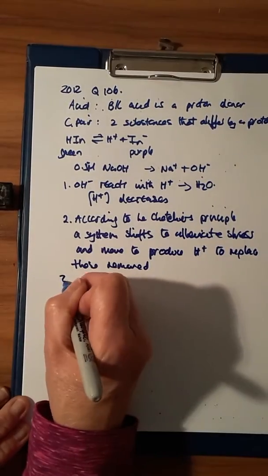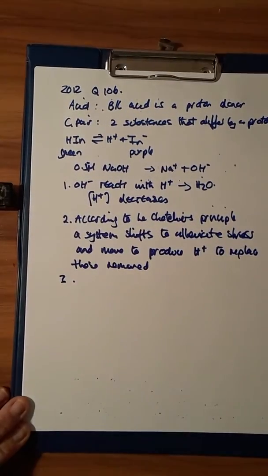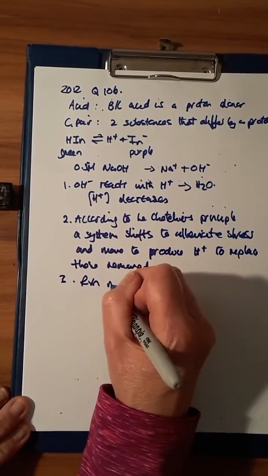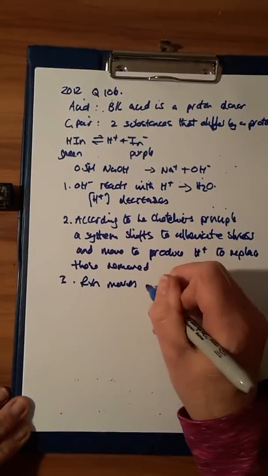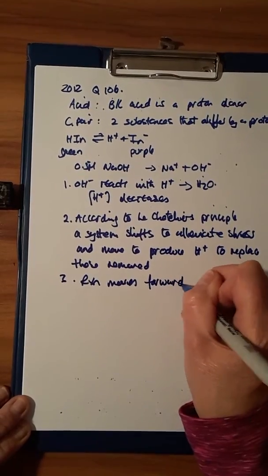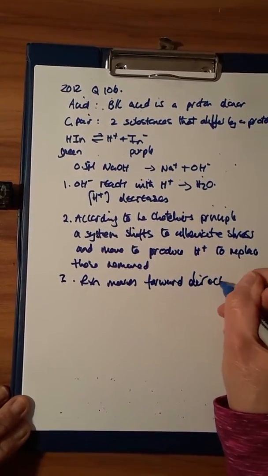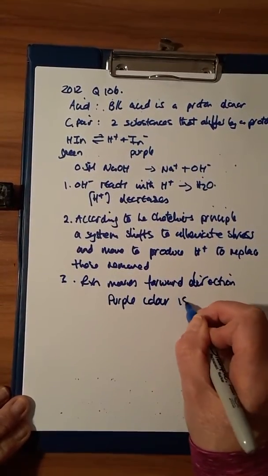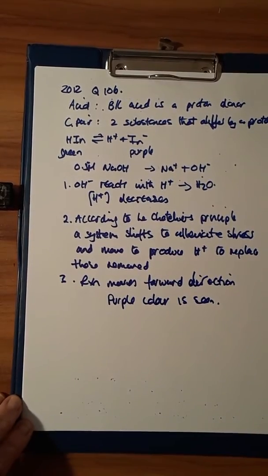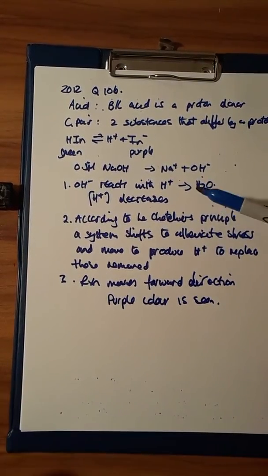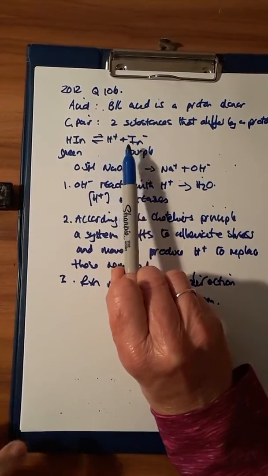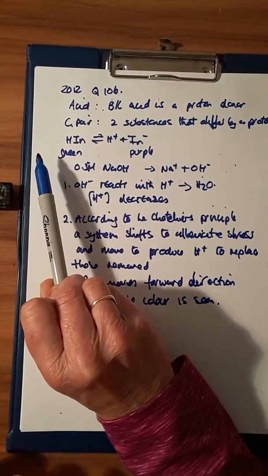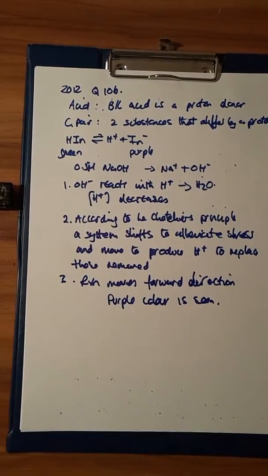Okay, so what happens then? So the reaction moves to the right, in the forward direction. And what do we see? A purple colour is seen. And that's your explanation. Now you do the opposite. If you added an acid, if you added H pluses, you'd stress the right. So it would shift, according to Le Chatelier's principle, to alleviate that stress, and you'd see green. So you'd explain either way, whichever one's more appropriate.